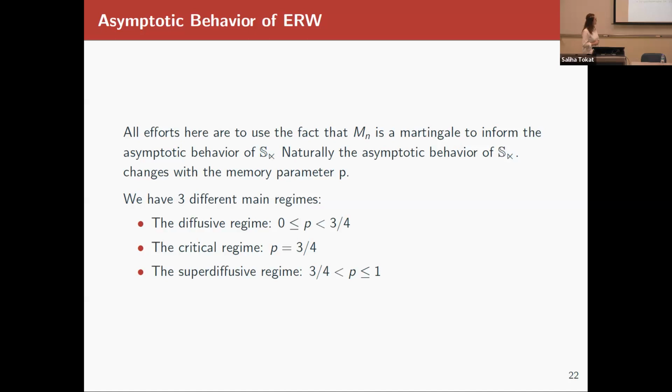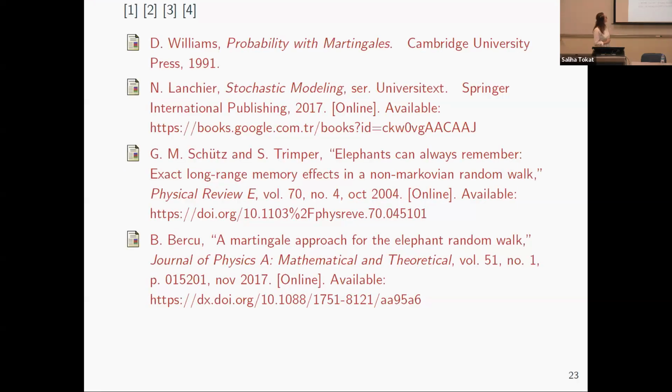In the paper, they define regimes with respect to the value of p: the diffusive regime, the critical regime, and the superdiffusive regime. I won't go any further in this topic so as not to bore you, but you may read the paper. David Williams' book is a very good book on probabilistic martingales. I have told you only about discrete martingales, but there are also continuous martingales; if you're curious, you can check them. And Lauder's book is also good.